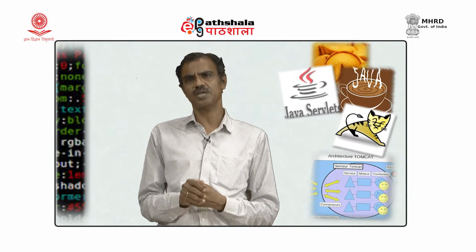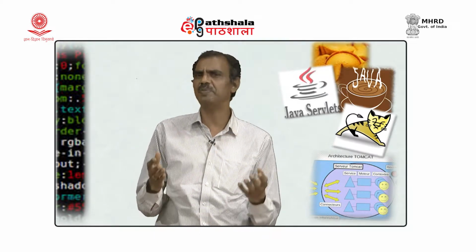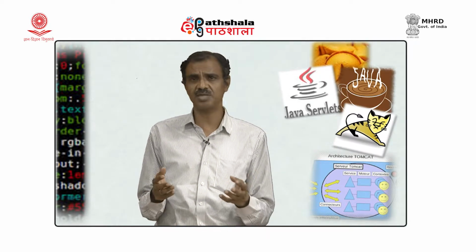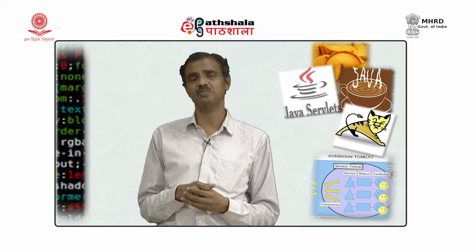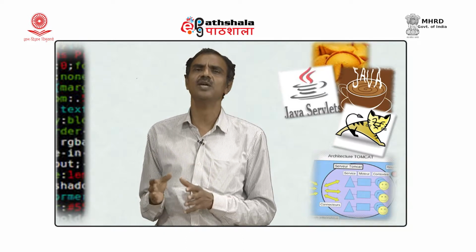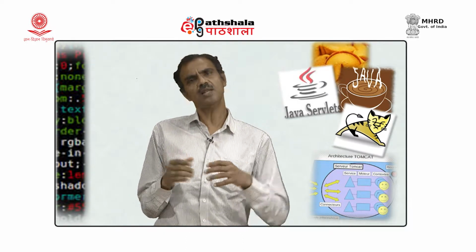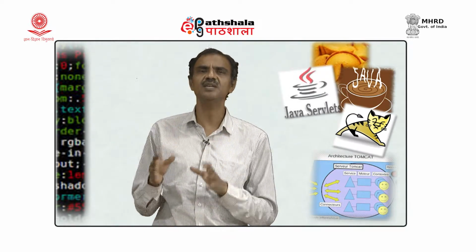Fine. And what you do is identify the elements, all such elements. Maybe most of it may be text, but even non-textual things can also be there. And then what we have here is we have to use a class called ResourceBundle. Let us first explore this class called ResourceBundle. An object of ResourceBundle has all the various objects for a particular locale only. So, for one single locale, all such locale-sensitive objects are identified and managed in a ResourceBundle.